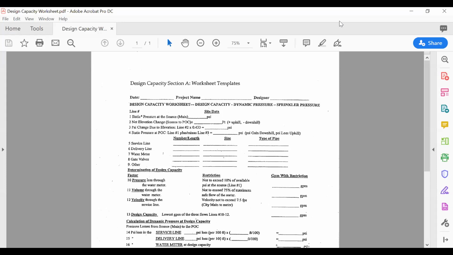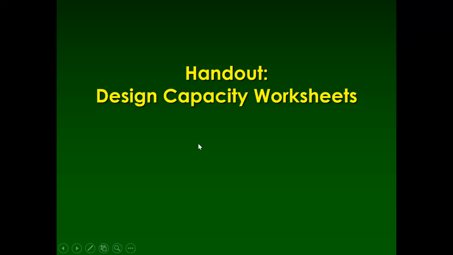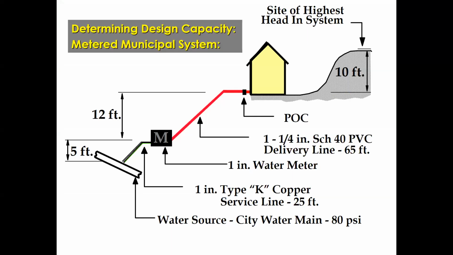All right, let's go back to the PowerPoint. It'll be pretty easy to follow along with my first group of slides. Again, if something does not make sense, yell out and I can explain it a little better, hopefully. So we have our piece of information. Our first step is to what? Gather our site information. So take note of our water source, what it is in pressure, 1-inch type K copper, how long that is, our water meter, our delivery line, and then finally that worst case head.